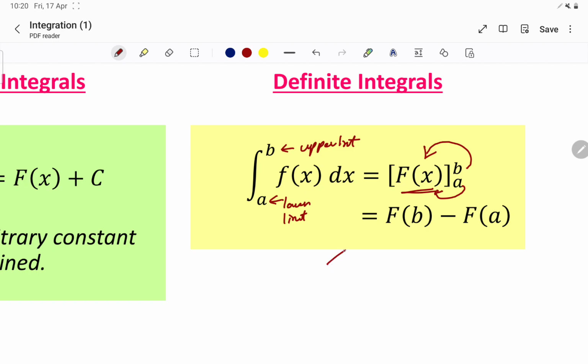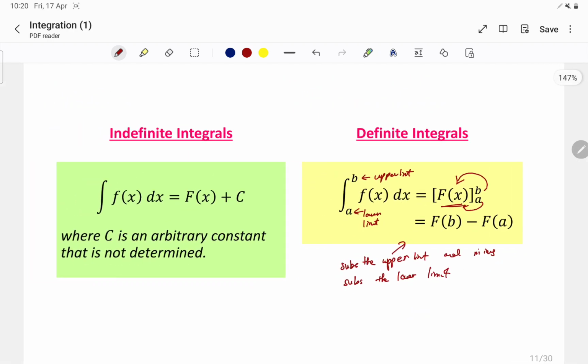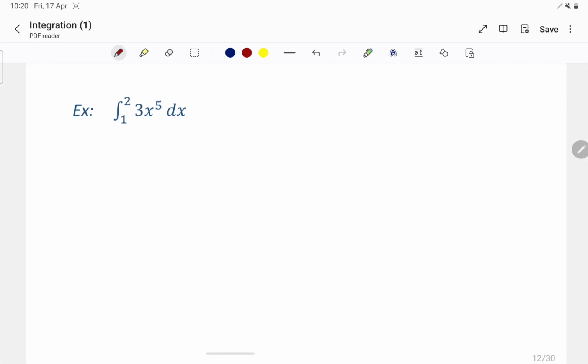Okay, so here you have to substitute the upper limit, and minus with the substituted lower limit. Okay, so easy for you to see, we just straight away do an example. So this is actually 3x to the power of 5, which is coming from the previous.